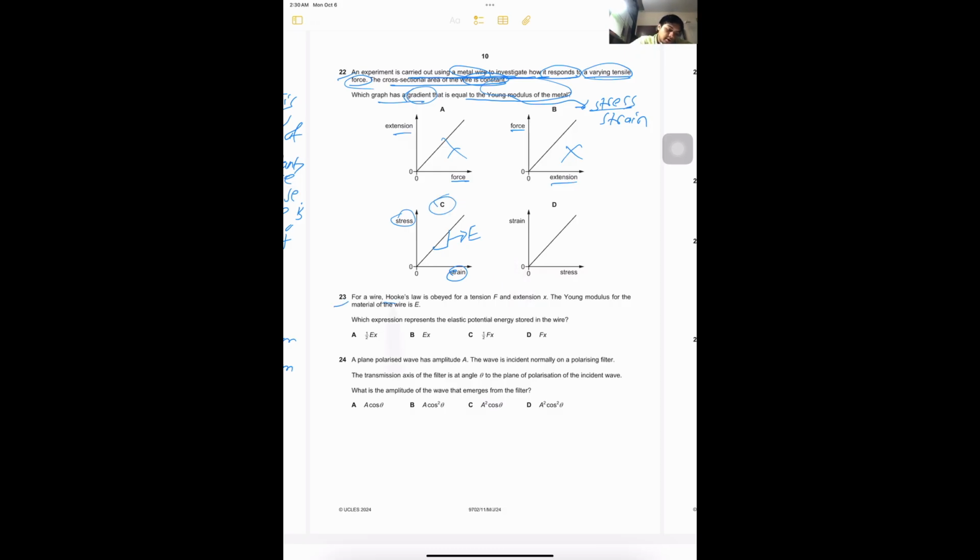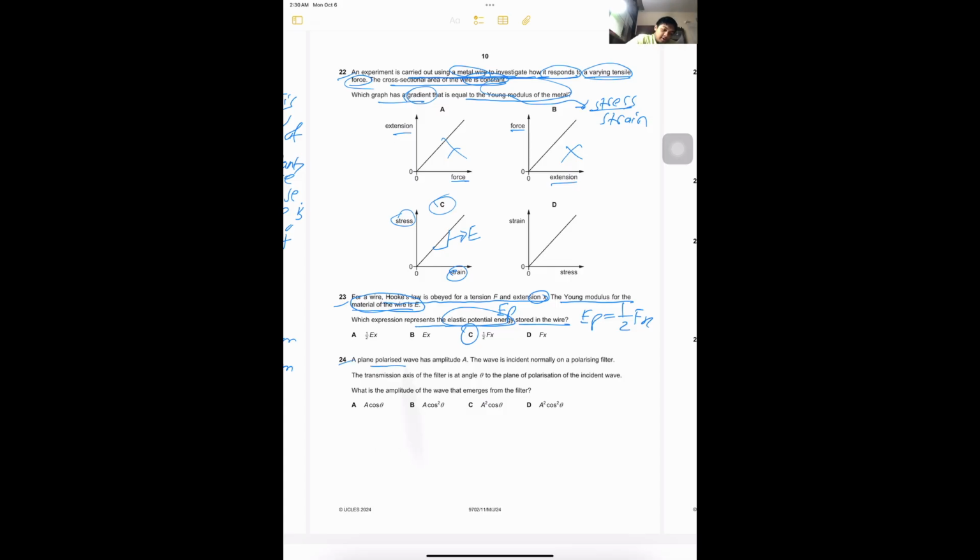23. For a wire, Hooke's law is obeyed for tension F and extension X. The Young modulus for the material of the wire is E. Which expression represents the elastic potential energy EP stored in the wire? So EP is, we know from our theoretical knowledge, half Fx. Answer should hence be C.